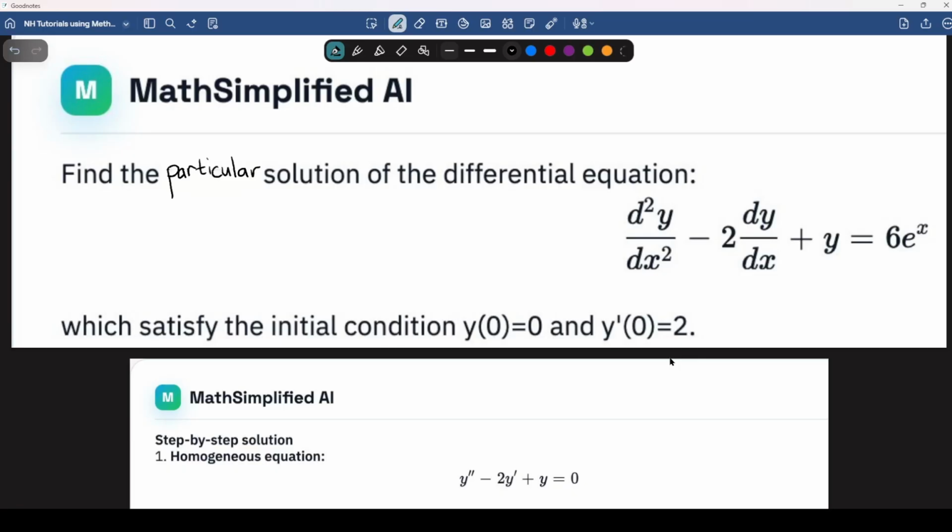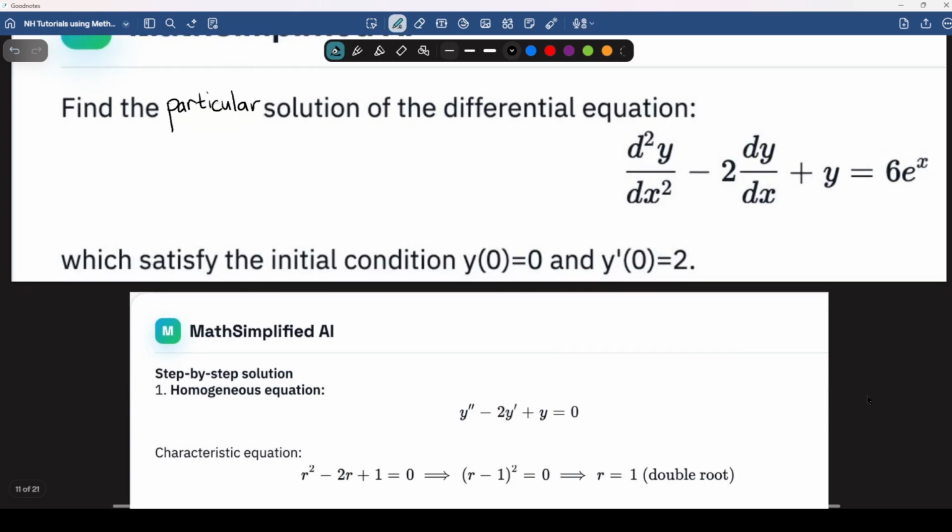Okay, for the next question, find the particular solution of the differential equation d squared y over dx squared minus 2 dy/dx plus y equals 6 e to the power of x. This is another example of non-homogeneous differential equations with an exponent as the non-homogeneous part, okay? And then it's given with the initial conditions.